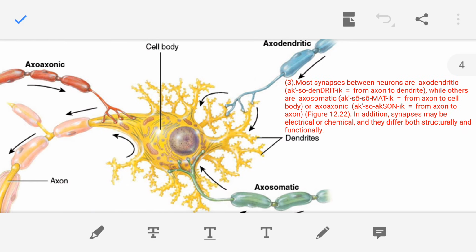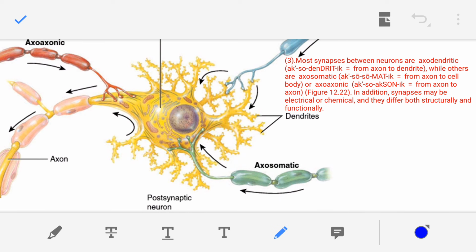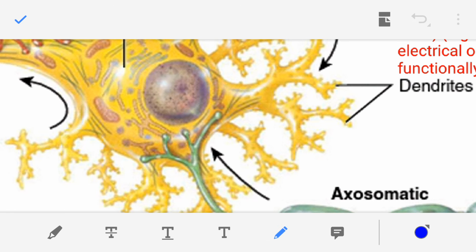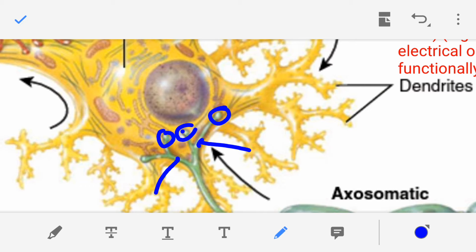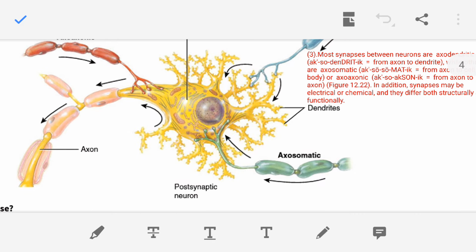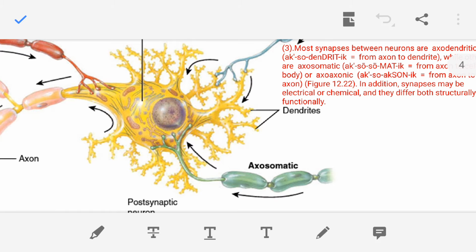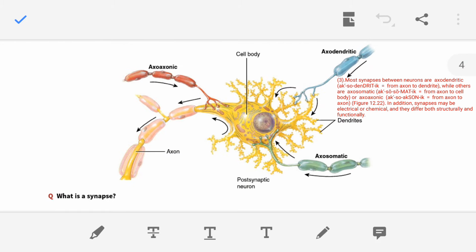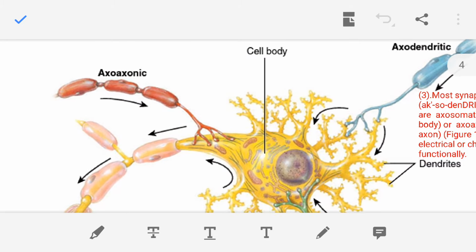Then another type of synapse is exosomatic, and in this exosomatic synapse, as you can see, these are the axon terminals, the synaptic end bulbs, and the synaptic end bulbs are forming synapses with the soma of the postsynaptic neuron. So this type of synapse is known as exosomatic.